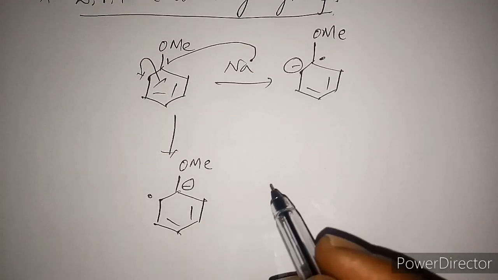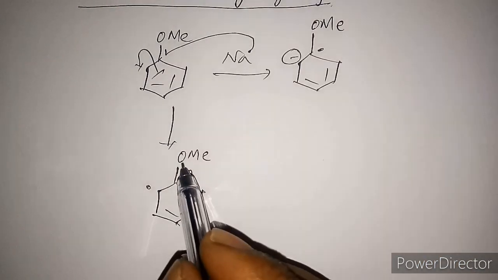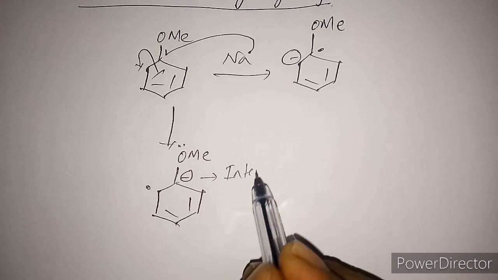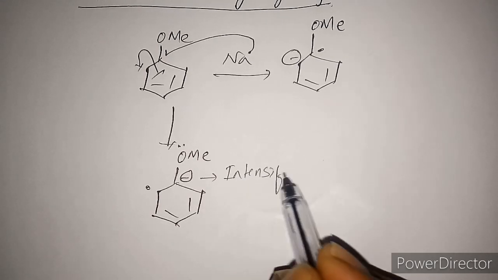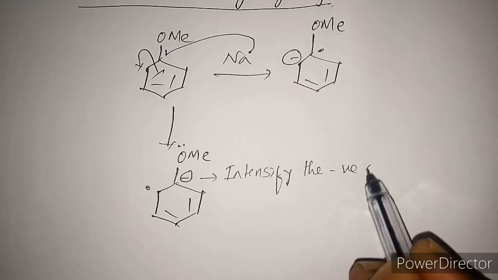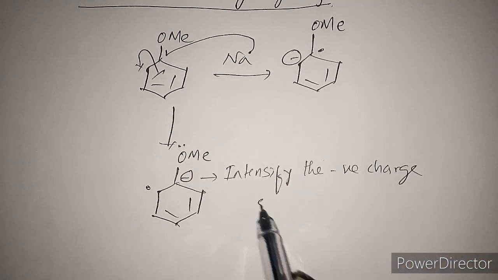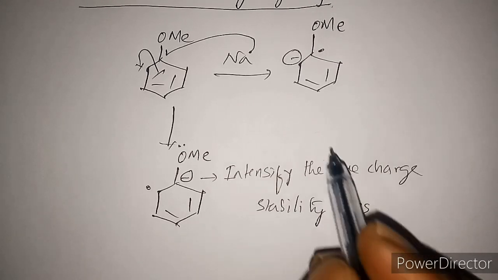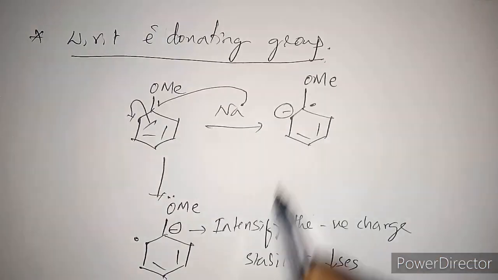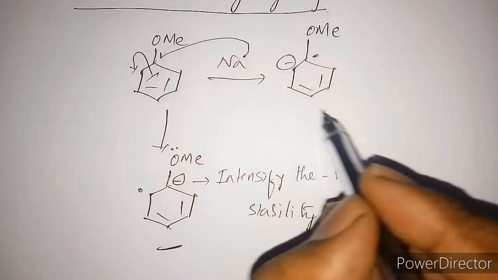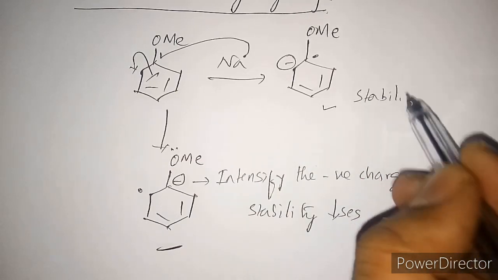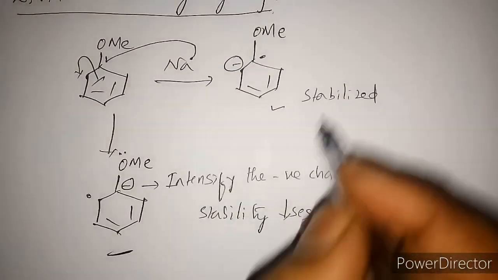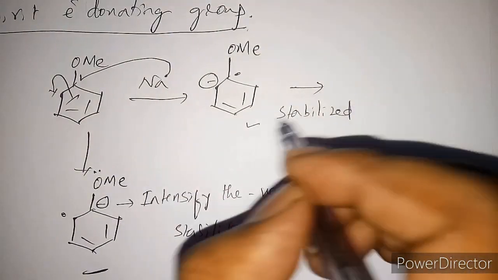Now we need to identify which one is more stable. Now the negative charge is directly attached to this electron donating group. It intensifies the negative charge. So once the negative charge is intensified, stability decreases. Now here there is no negative charge directly attached. So compared to this intermediate, this is more stabilized. So it will undergo further reaction with this intermediate.